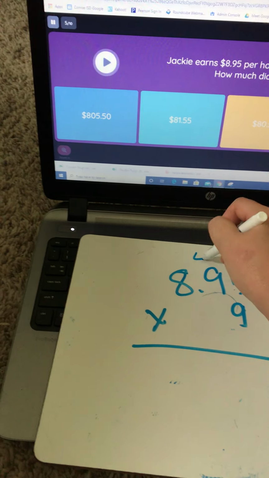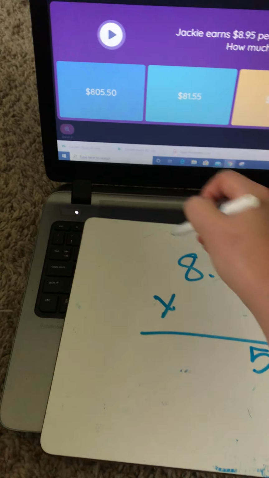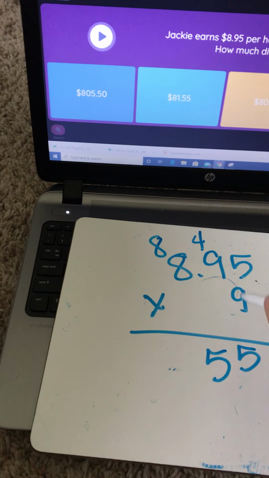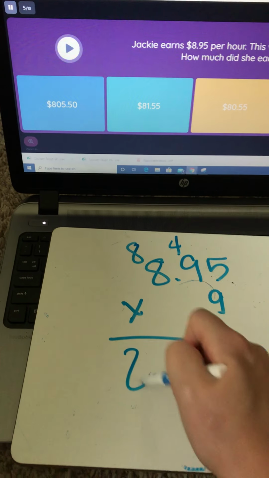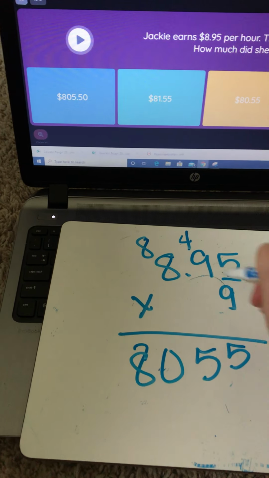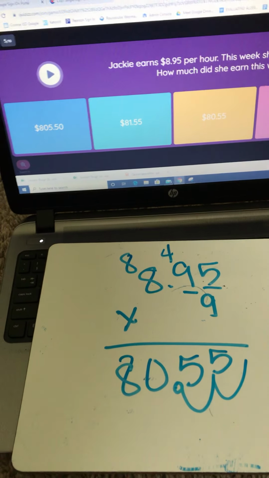9 times 5 is 45. 9 times 9 is 81, plus 4 more is 85. 9 times 8 is 72, plus 8 is 80. And I have 2 digits behind my decimal. Bring that into my product. So I have $80.55.